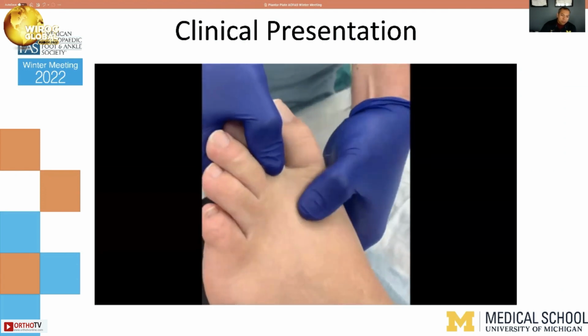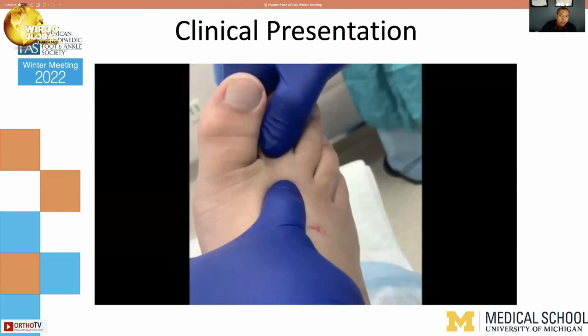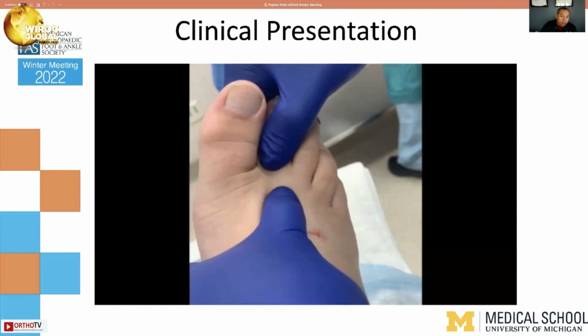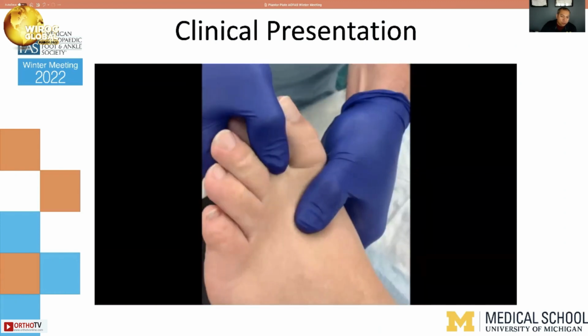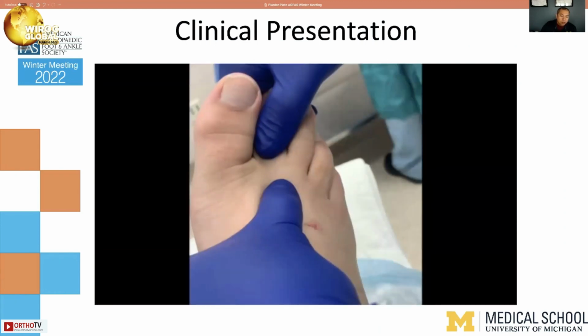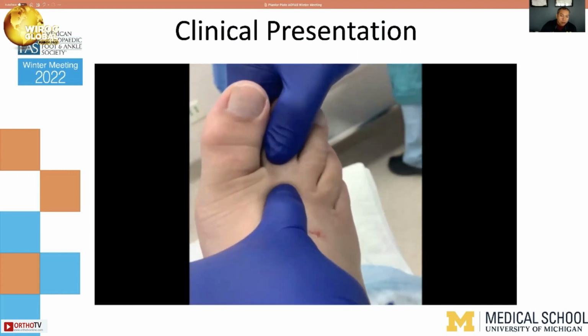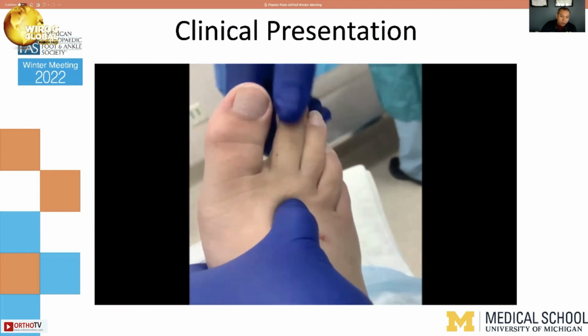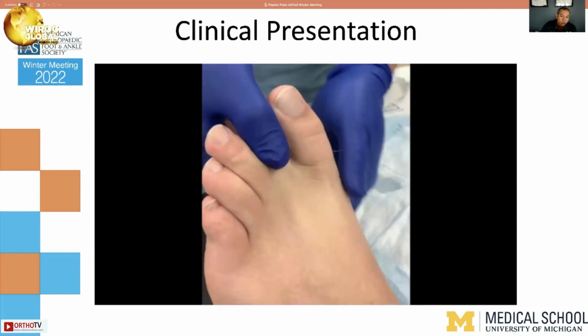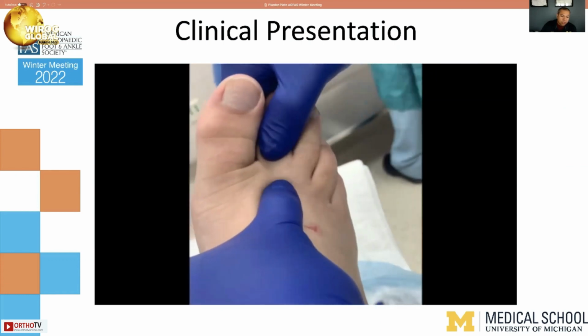And so here's a normal side, and this is the abnormal side, where you can see that dorsal translation leads to significant motion at the MTP joint. And so this is the abnormal one. This one is the normal side. And again, here's the abnormal side.